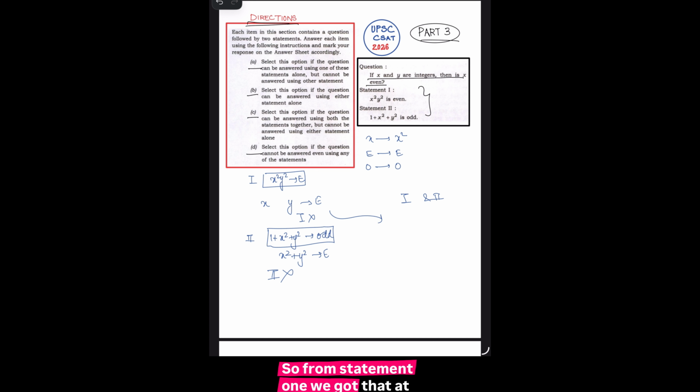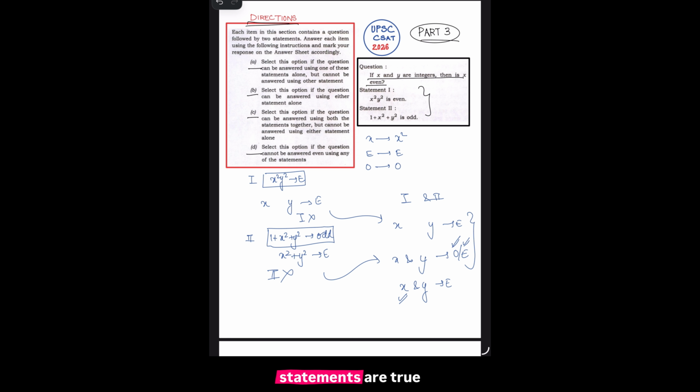So from statement 1 we got that at least one of x and y must be even. And from statement 2 we got that both x and y are of the same odd-even nature. That is, both are odd or both are even. So the only possibility that satisfies both these conditions is that x and y are both even. So x is definitely even if both these statements are true.